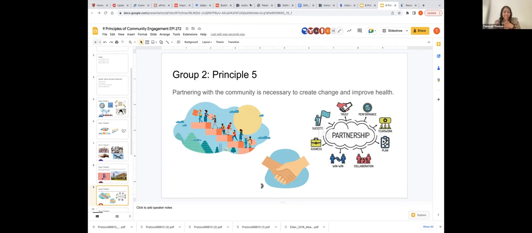Sorry, principle 5. Okay, so for principle 5, for engagement to succeed, partnering with the community is necessary to create change and improve health. In the first image on the left, it shows people working together, and each person has their own responsibility and they're working towards a common goal. And the handshake image shows mutual cooperation.